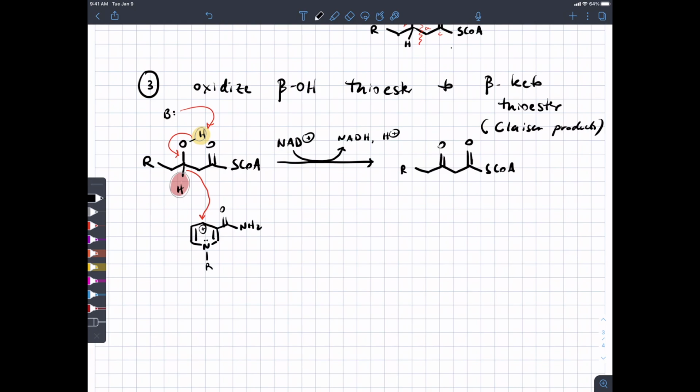Okay, so we're removing a proton from our alcohol, and then hydride is being delivered as a leaving group to NADH. And that ends up, oh shoot, got that wrong, sorry.